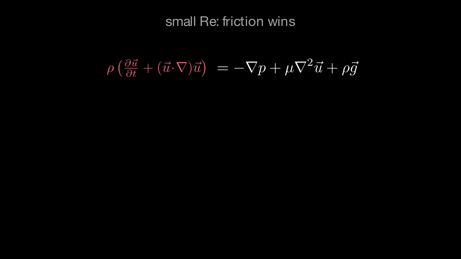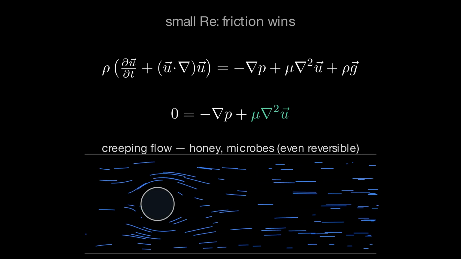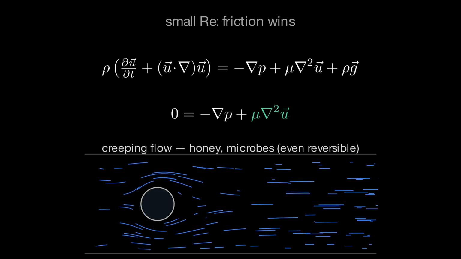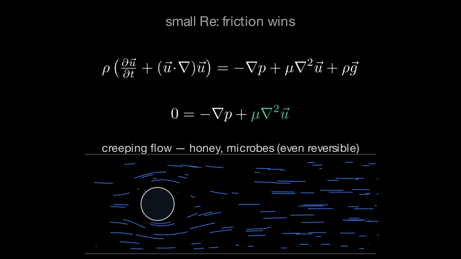Now, back to the equation. At small Reynolds, the inertia term is tiny, so we simply drop it. What is left is a balance of pressure and friction alone. This is creeping flow. Think honey, or a bacterium swimming, so dominated by friction that it is even reversible.